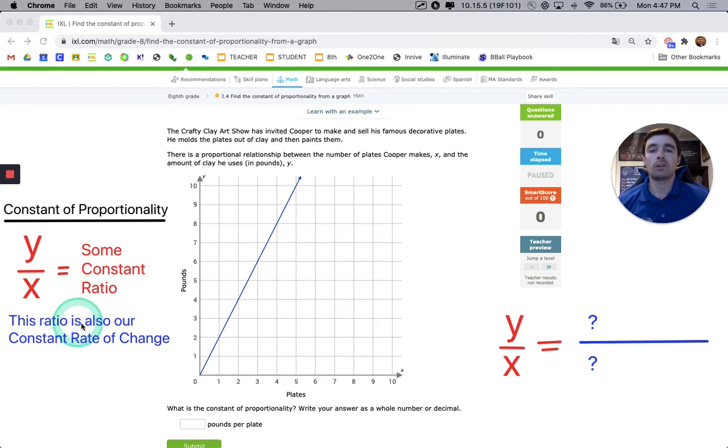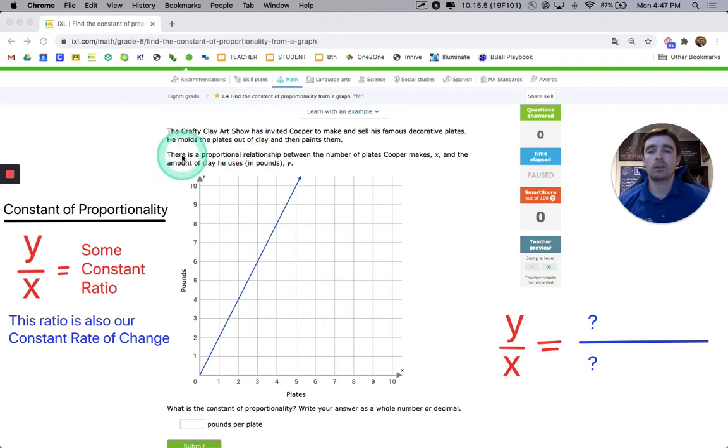The ratio will also represent our constant rate of change. It'll really describe how the thing changes over time. It's an important number to understand for these things. And in our first example here, we always want to pay attention to the y-axis and the x-axis and what the word problem tells us about those.